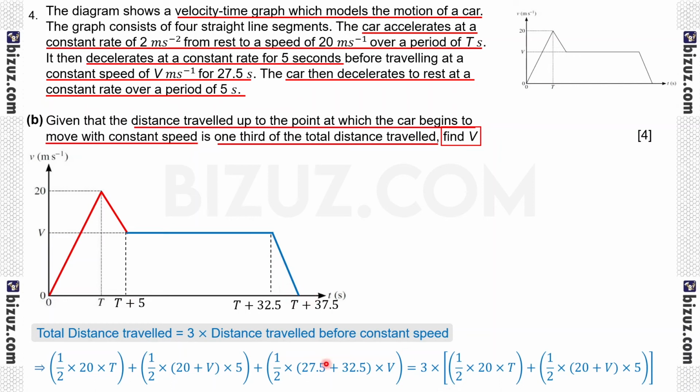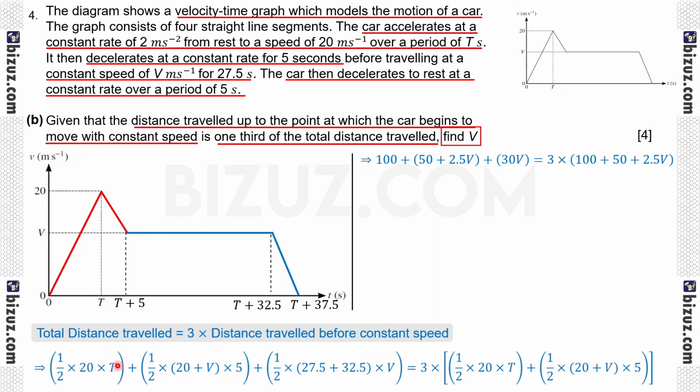This should be equal to the distance traveled before constant speed into 3. So 3 into the distance traveled before constant speed is this area under the red portion, which is the first two terms here. So we just copy the first two terms here. Now calculating this, so half into 20 into t, where we found t previously, which is 10.